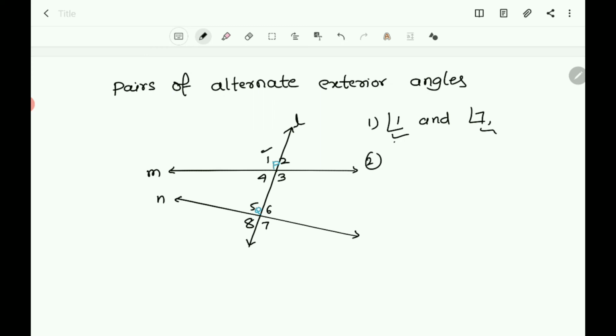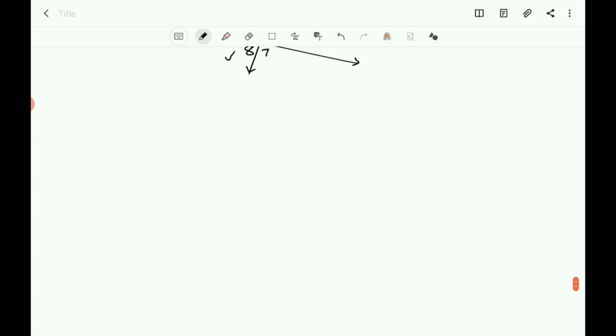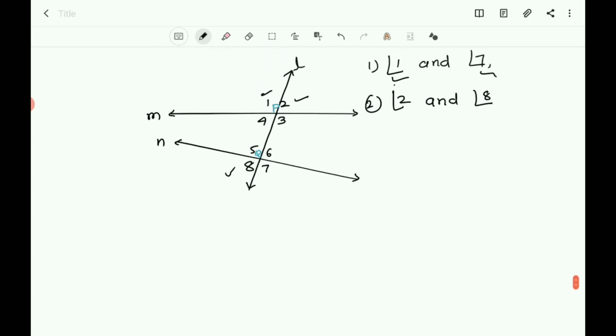Next, the second one, you can make out, is angle 2 and angle 8. Angle 2 and angle 8 are also a pair of alternate exterior angles. So you will get two pairs of alternate exterior angles. One pair is angle 1 and angle 7, and the second pair is angle 2 and angle 8.